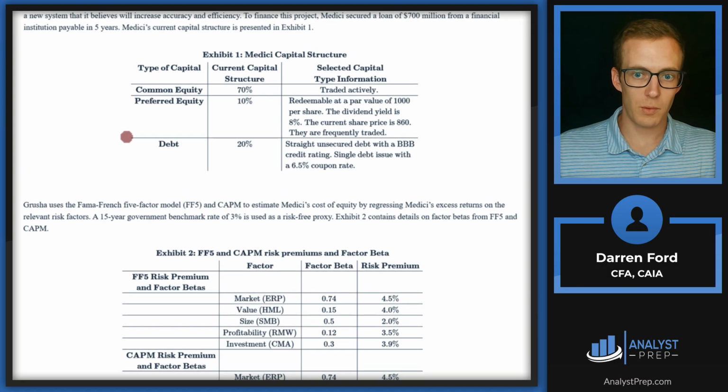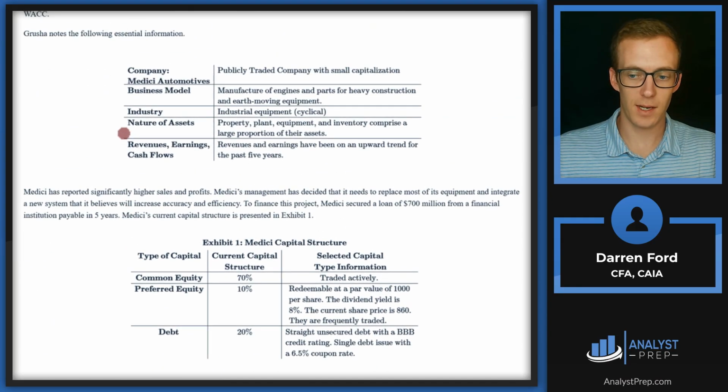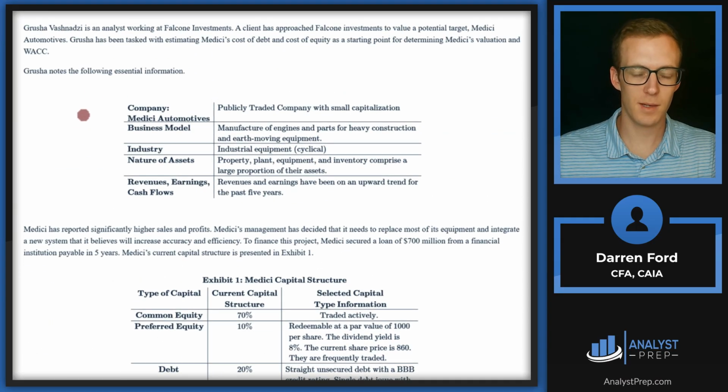All right, let's scroll up and we'll start reading until we get to that information we need for cost of preferred equity. Typically, the two variables we're going to need for that are the dividend or yield on the preferred equity and then the price that it's trading at.